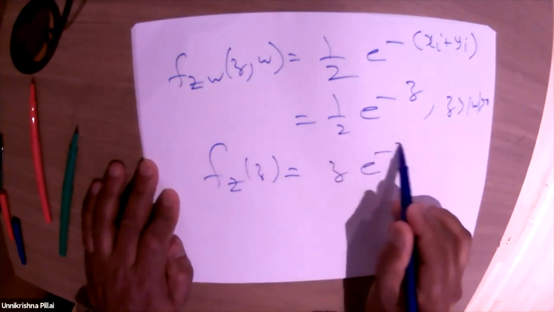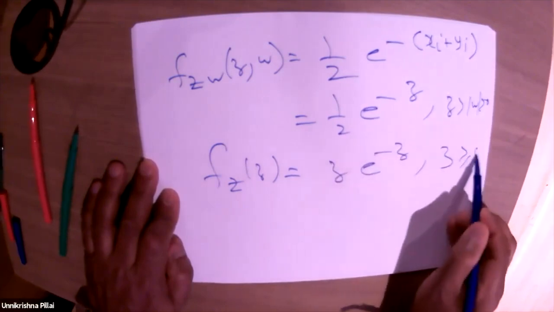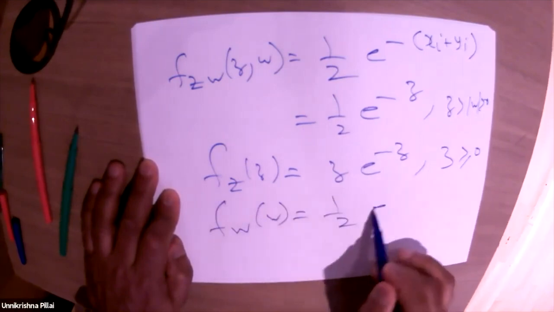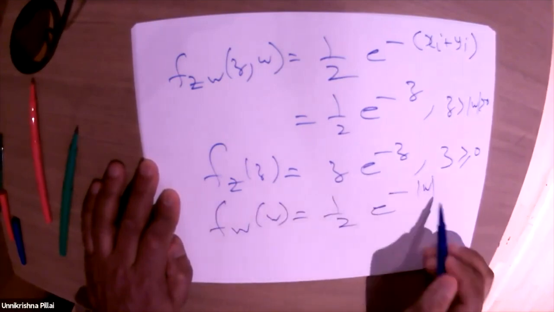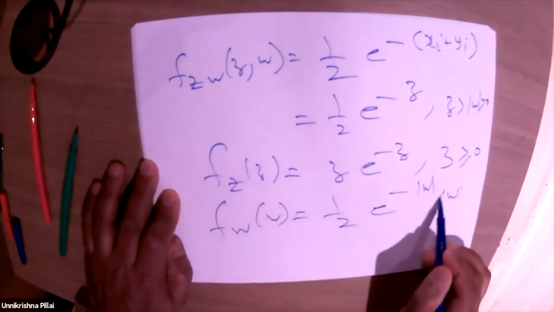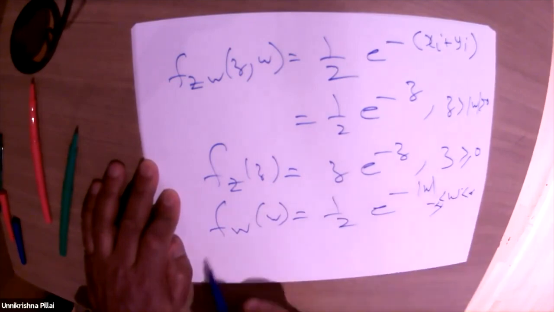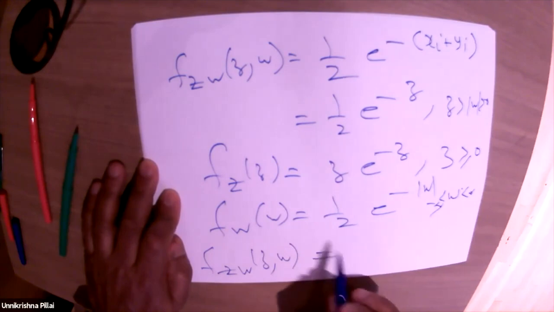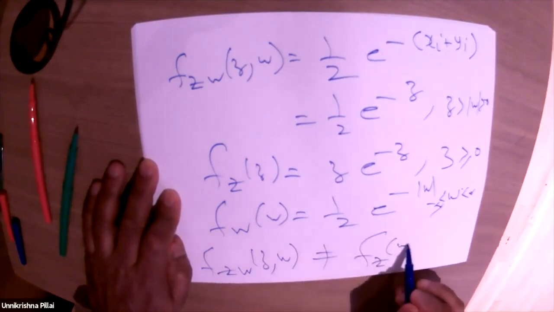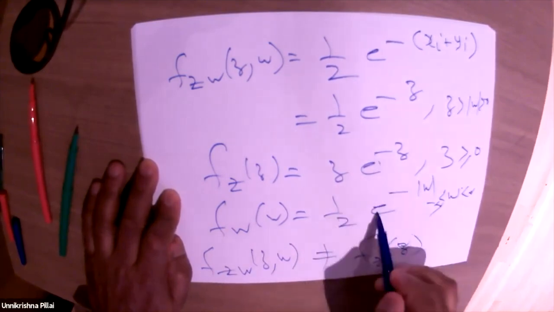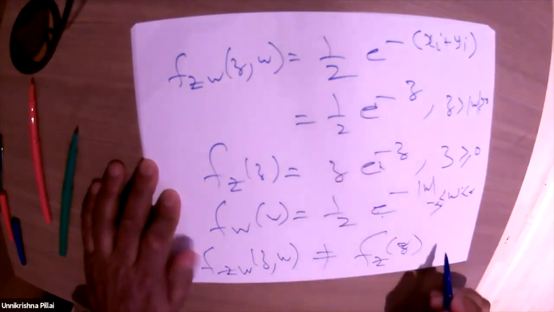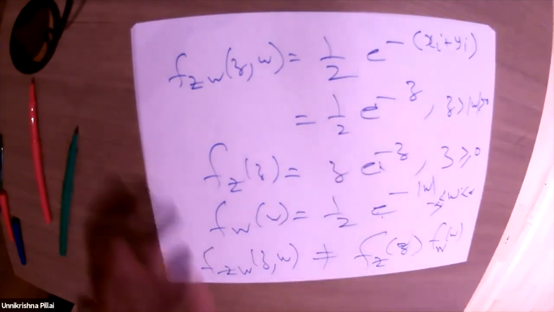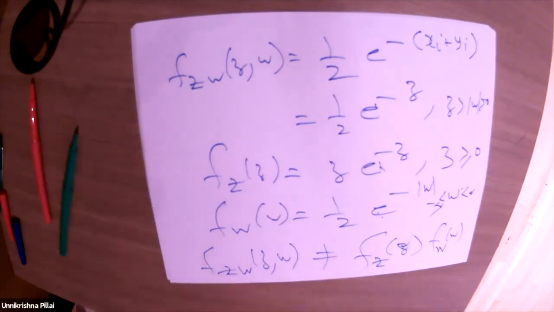Z e raised to minus z. And f of Z, W was... check your notes. We did this before, right? W from minus infinity to plus infinity. Of course, in this case, if you take the product of the marginals, you don't get this. If you take the product of these two, you're not going to get this back. So Z and W are not independent.